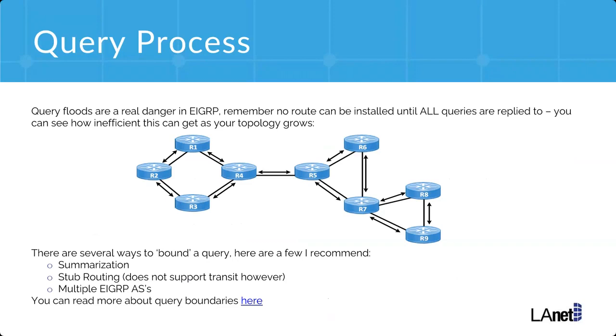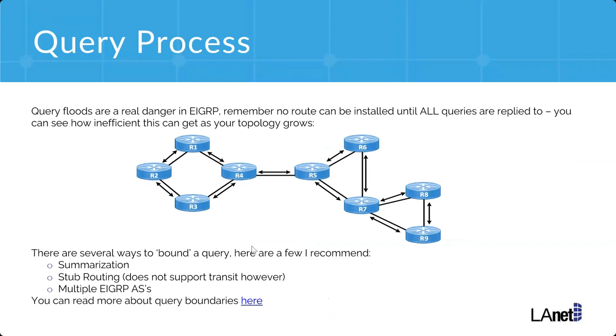There's really only 2 ways I typically like to bound queries, and that's through summarization or stub routing. You can also bound queries through multiple EIGRP autonomous systems. To do that, you're going to have to redistribute EIGRP into EIGRP, and now you're into that weird administrative distance challenge that I don't care for, but it is possible. There are other ways to bound queries as well. I have a link in the slides here. That's a nice blog article that you can read through and learn other ways to bound queries as well.